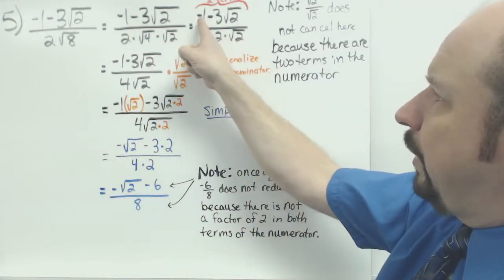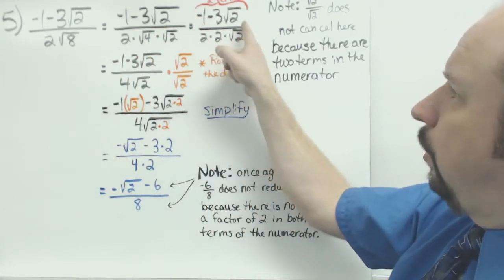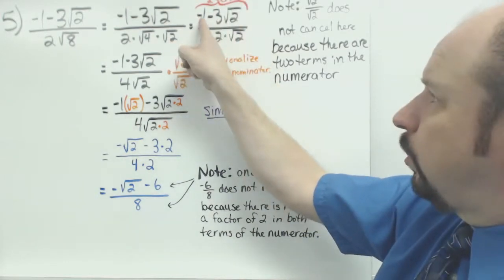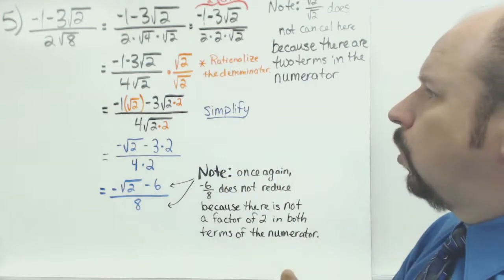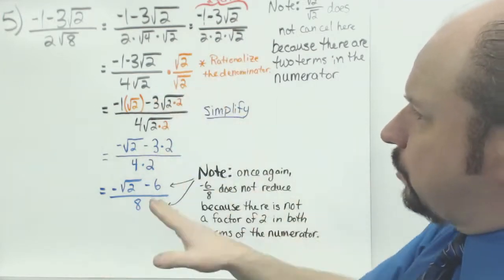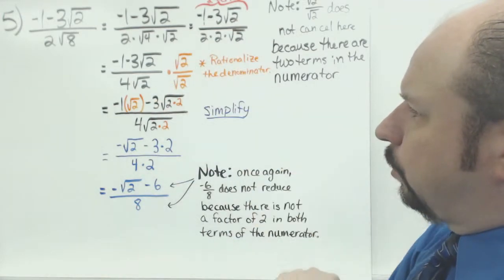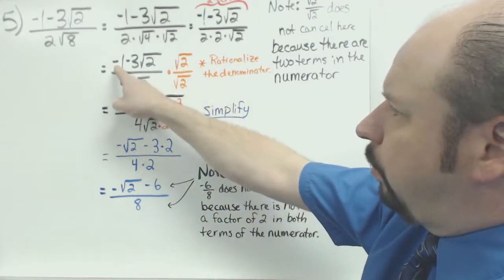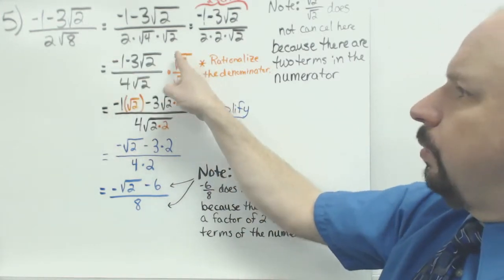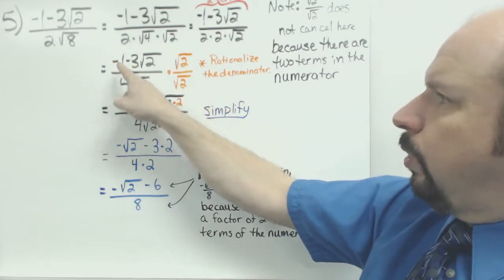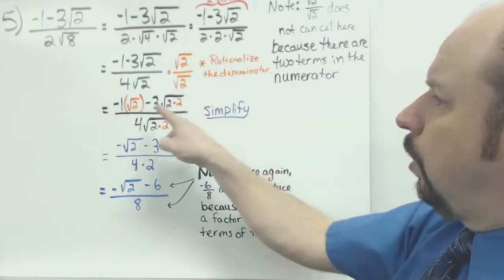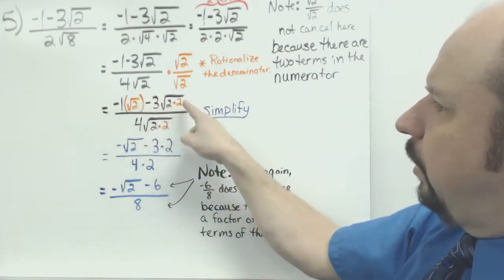We would need another square root of 2 here, and we would have to cancel a square root of 2 from this and this. But since one is not present here, we can't do that. So let's rationalize the denominator, multiply by square root of 2 over square root of 2. Again, we have to distribute on top here. So we're going to multiply square root of 2 times negative 1 and square root of 2 times negative 3 root 2. I've shown that right here.